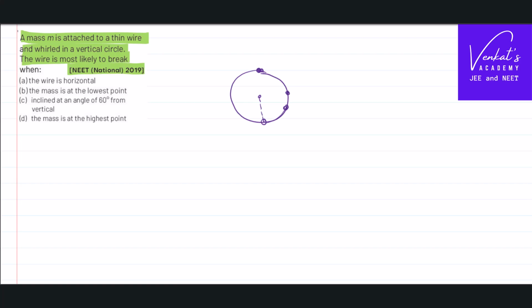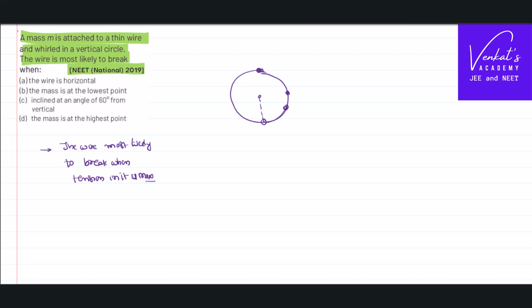First of all, the wire is most likely to break when the tension in it is maximum. So at each of these points, let us try to find out what the tension is so that we will be able to identify, right?